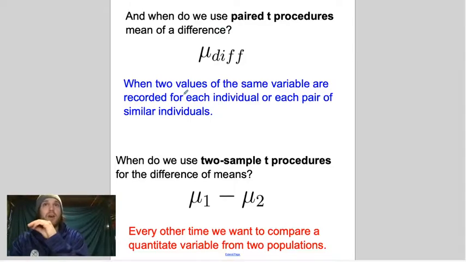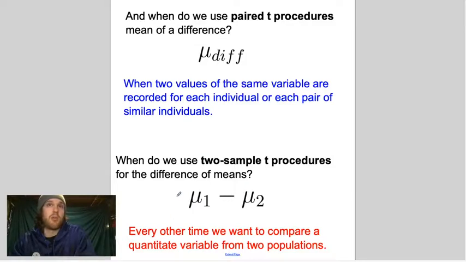So when you have two values of the same variable recorded for each individual or pair of similar individuals, that's for situations like twins, or maybe you're testing the same tree. You're a forester and you're testing the same tree, but in a different year. Well, it's not really the same tree because it's grown, but you see what I'm saying? So they don't have to be exactly the same, but similar individuals. So if you have some similarity between those data, the pairs, then you should use a paired T procedure. In every other circumstance, you just use what we normally did.